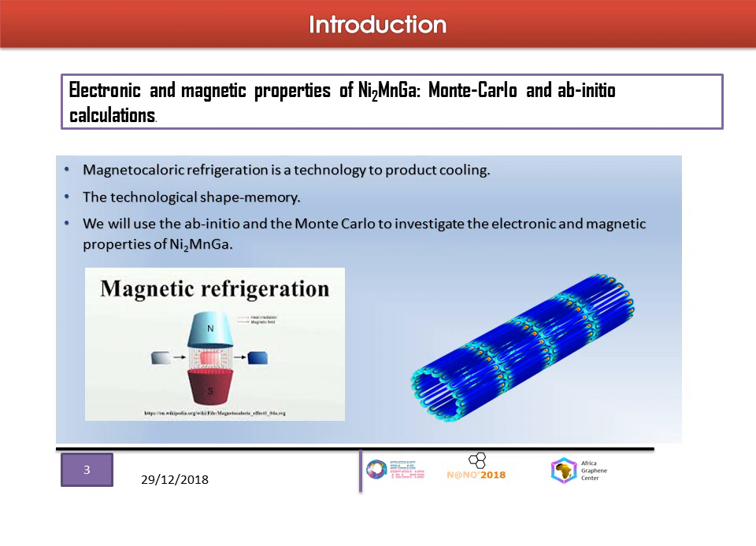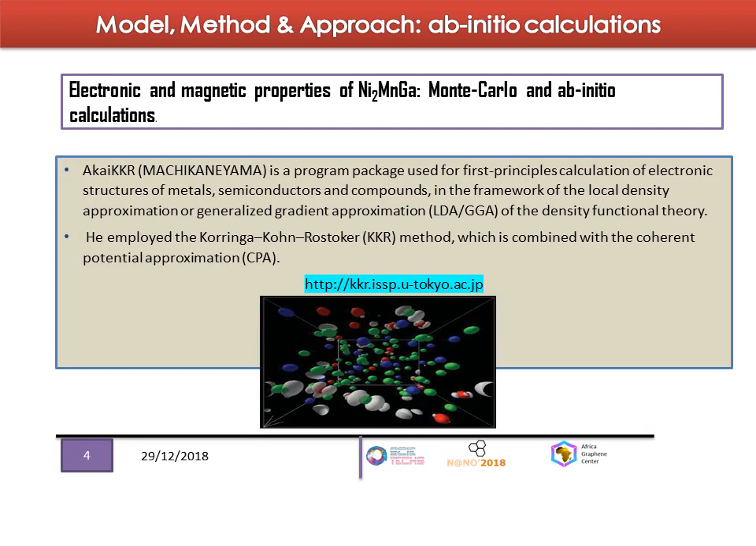Shape memory alloys have applications in robotics, automotive, aerospace, and biomedical industries. Our system can exhibit the two technologies, so we will use the ab initio calculation and Monte Carlo simulation to investigate the electronic and magnetic properties of Ni2MnGa.